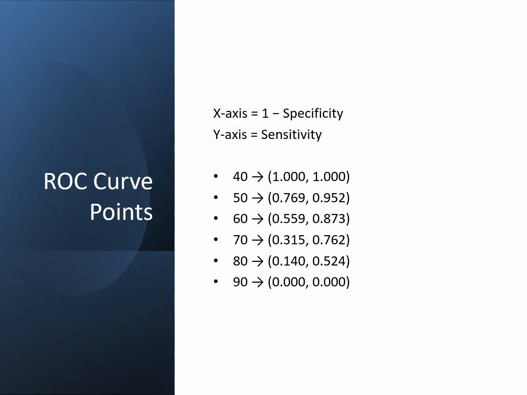The ROC curve plots sensitivity on the y-axis and 1 minus specificity on the x-axis. Each cutoff value contributes one point to the ROC curve. A curve closer to the upper left corner indicates better prediction performance.